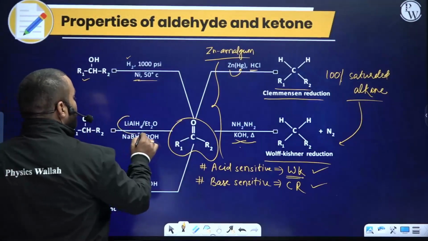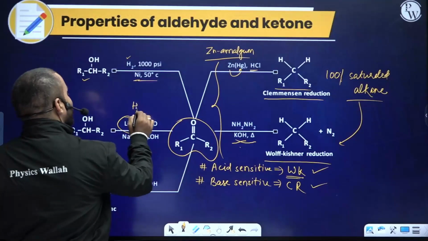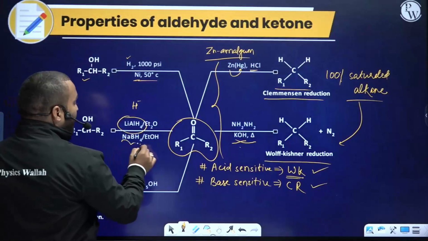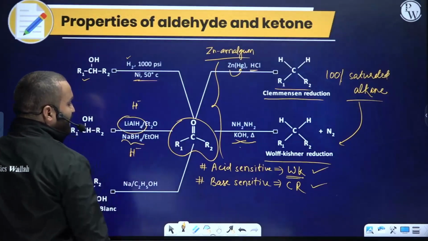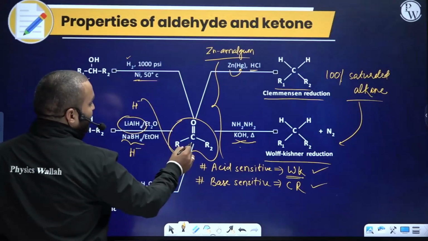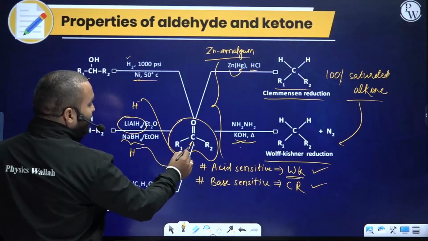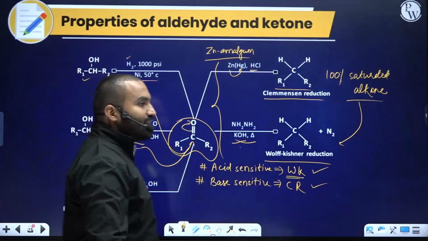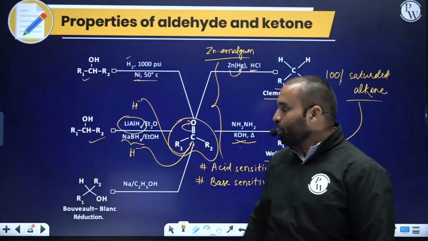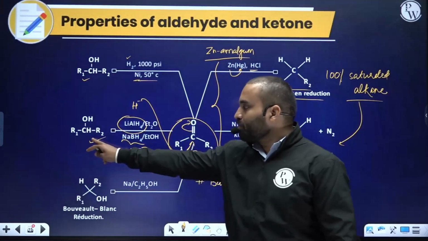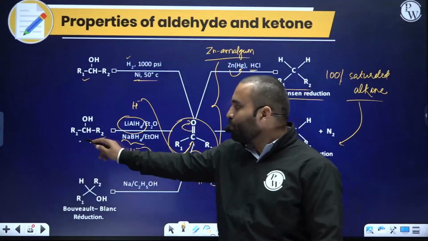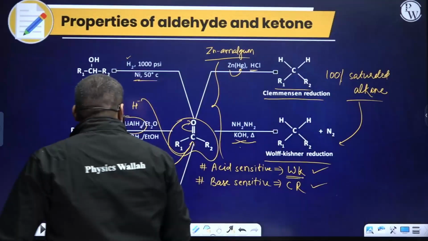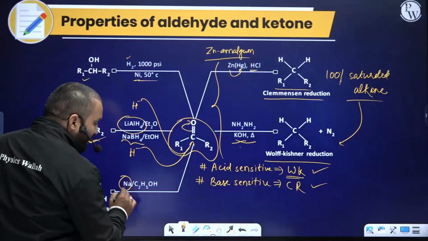There is lithium aluminum hydride, which is again a hydride source. Remember, not nascent hydrogen, hydride source. Sodium borohydride is also a hydride source, H minus source. So what are they going to do? They will attack here, and the pi bond opens up, so you will obtain an alcohol. We have studied these reactions in the alcohol phenol chapter also. You can do the oxidation of an alcohol to get the ketone. Clear? Very good.